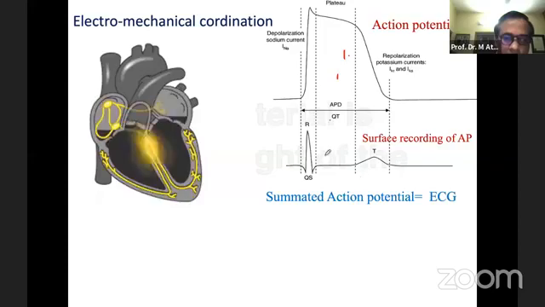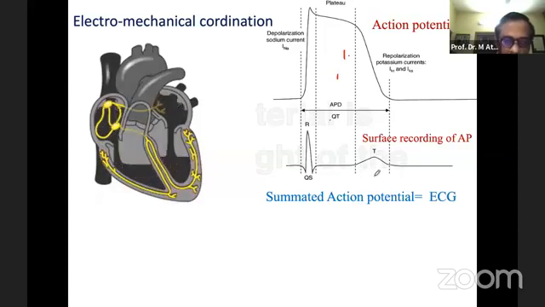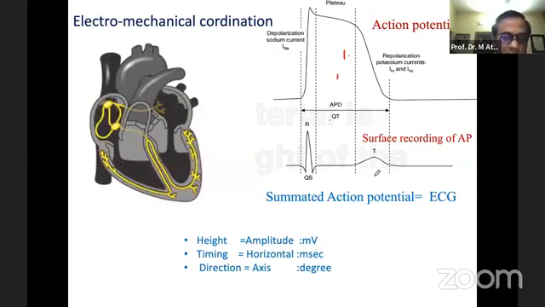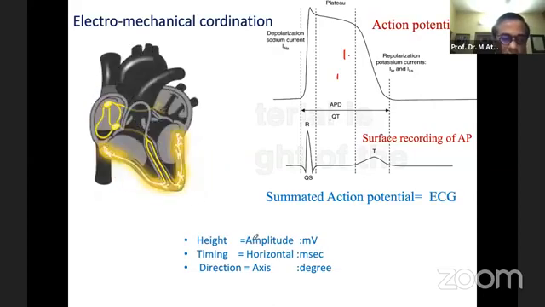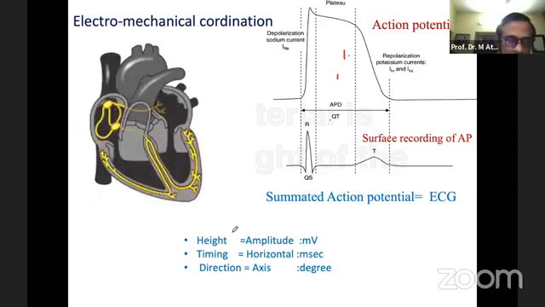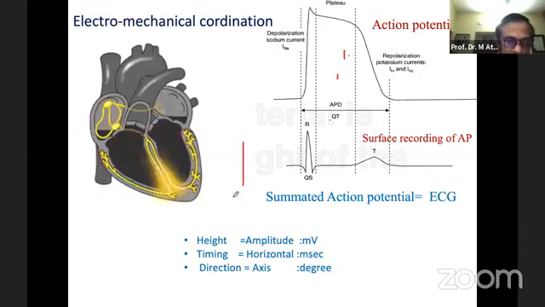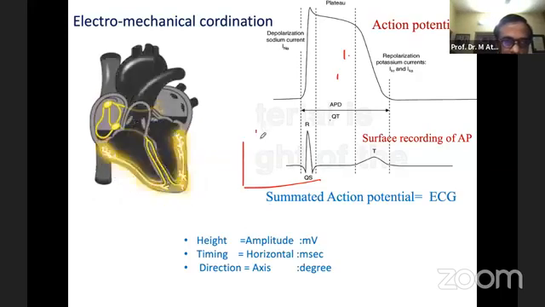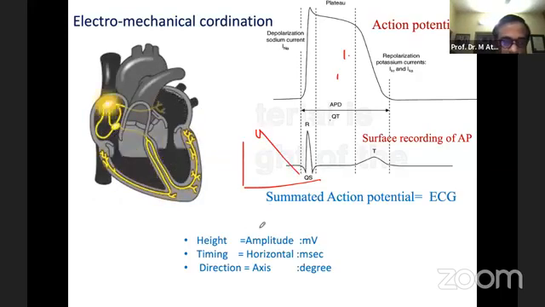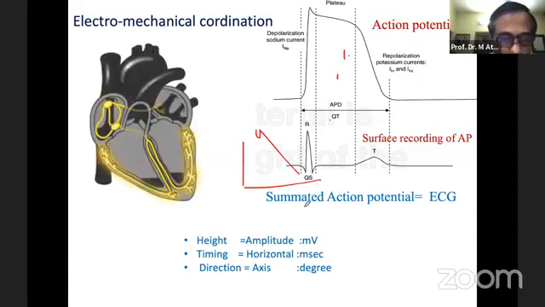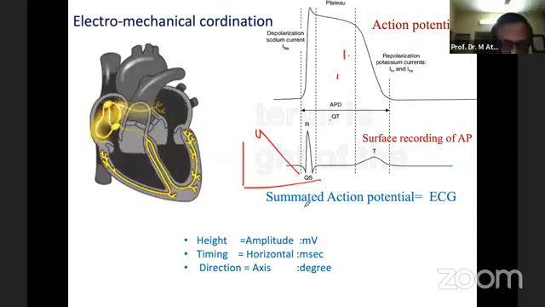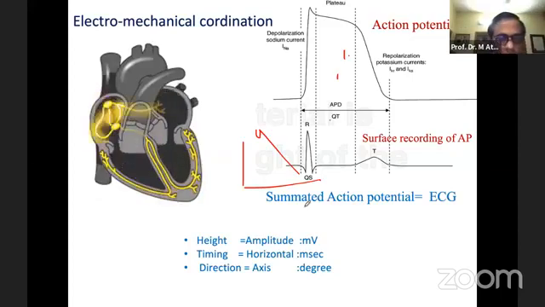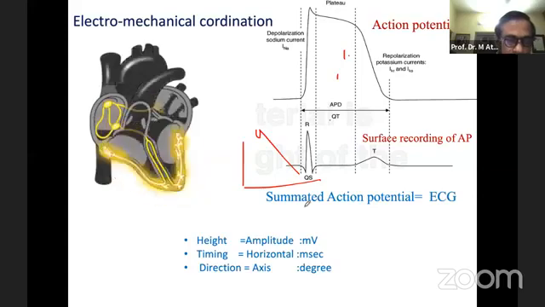But this ECG is the summated action potential of part or whole of the heart. And it has three vectors: height, measured vertically; timing, along this line; and direction, in which direction it will move. So there are three parameters, three dimensions of this ECG.